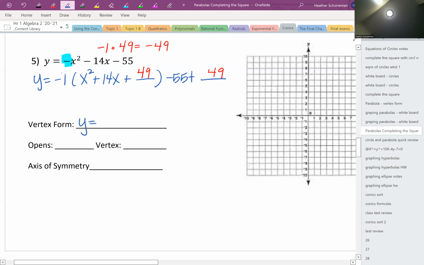Now this time I can write negative 1, or I can just write the negative. If the negative makes you feel uncomfortable, put the 1, but it's not necessary. Factor what's in the parentheses, and I get x plus 7 squared. Add the two numbers at the end, and it gets negative 6. It's y equals a negative. That tells us it's going to open down. And the vertex, this is controlling the x, so that's our negative 7. And that's the y at the end, so that's negative 6.